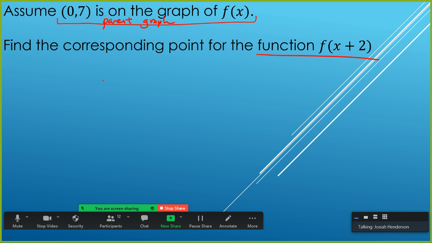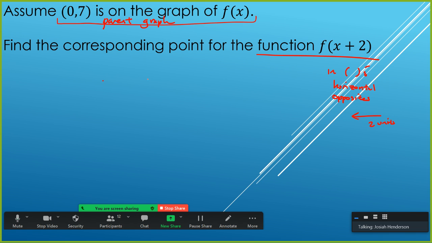Now, look at that translation rule, the f of x plus 2. It's in parentheses. So that means horizontal. And we can tell it's specifically going to be left horizontal because it's plus 2. So we're doing opposites for inside the parentheses. Opposites. So we're going to take the whole original function and go left 2 units.